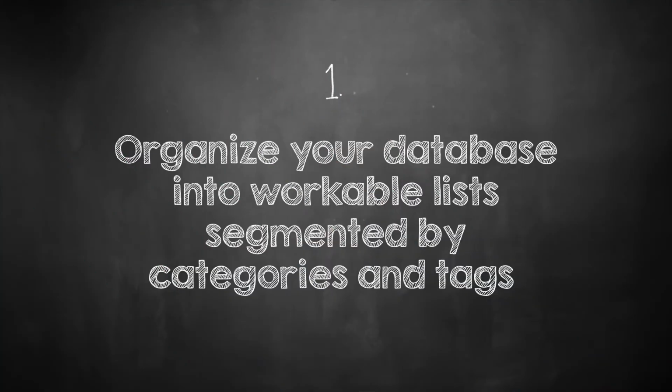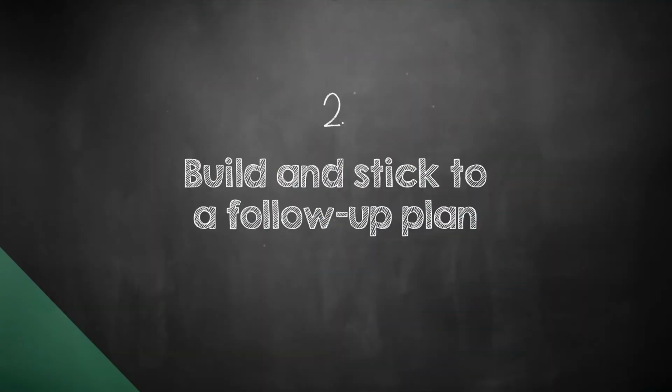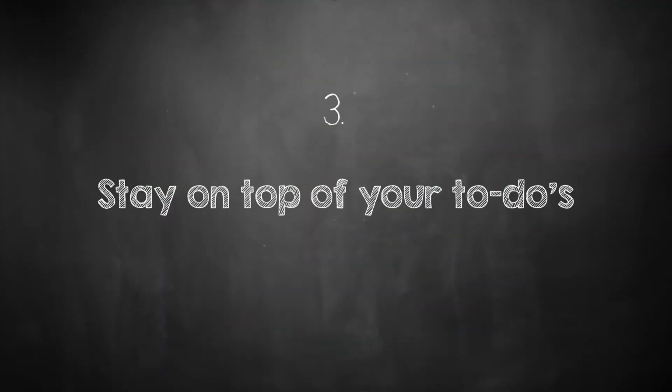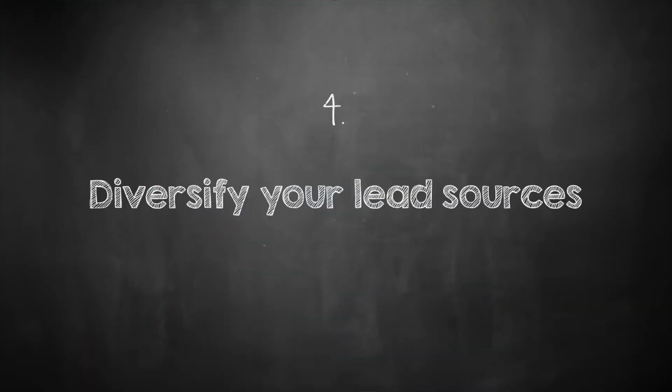Number 1, organize your database into workable lists that are segmented by categories and tags, allowing you to easily see where leads are in the funnel, set leads up on automated marketing campaigns, and send bulk communication. Number 2, build and stick to a follow-up plan. Remember, the fortune is in the follow-up, so make sure you're staying on top of every single lead in your database. Number 3, stay on top of your to-dos. This one is self-explanatory. Number 4, diversify your lead sources. The most successful agents have a healthy mixture of lead sources, whether it be referrals, Zillow, Realtor.com, Google, etc.